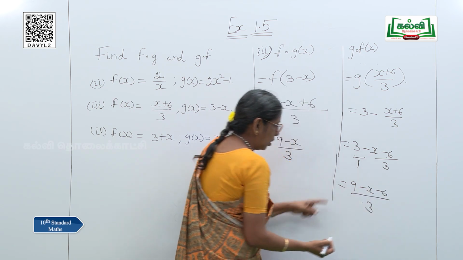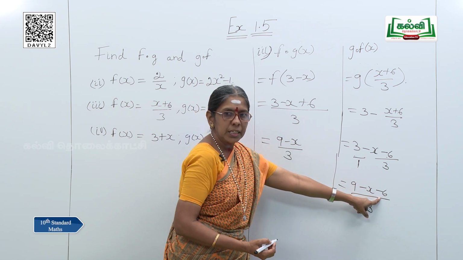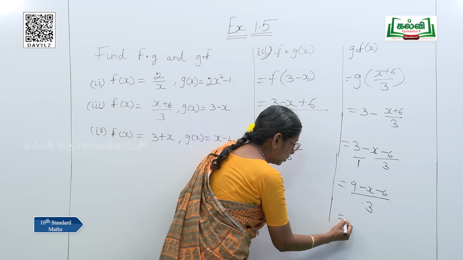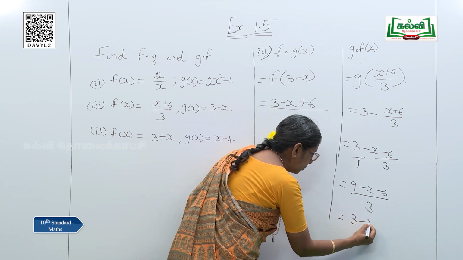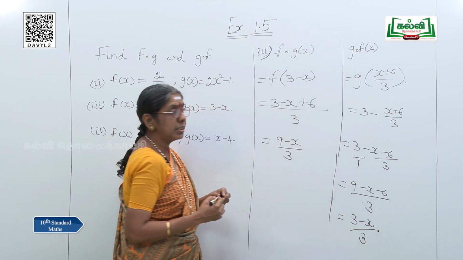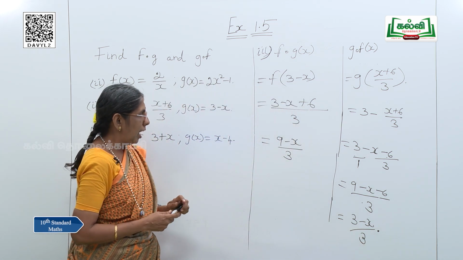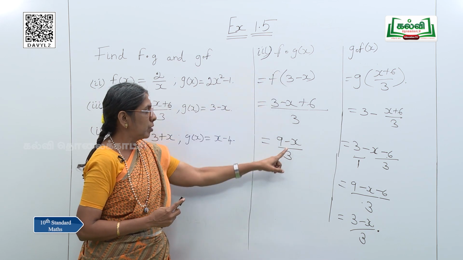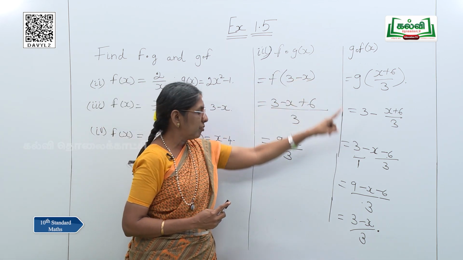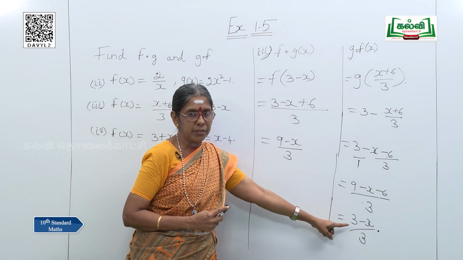What is 9 minus 6? 9 minus 6 is equal to 3. It becomes 3 minus x divided by 3. So, this is the answer we are getting, g dot f of x. And what is the f dot g of x we got? 9 minus x divided by 3. And g dot f of x we got 3 minus x divided by 3.